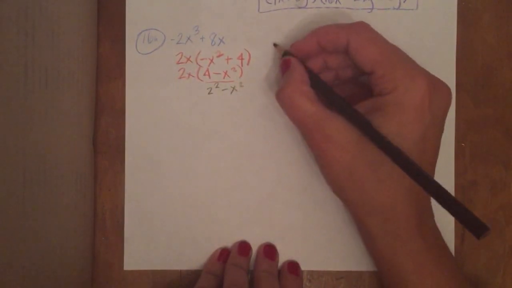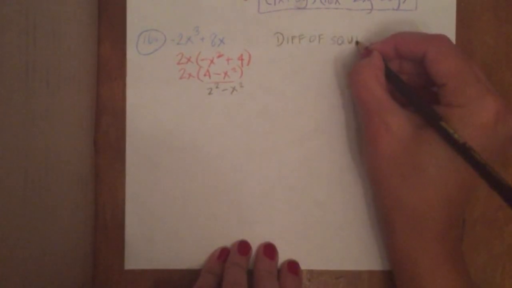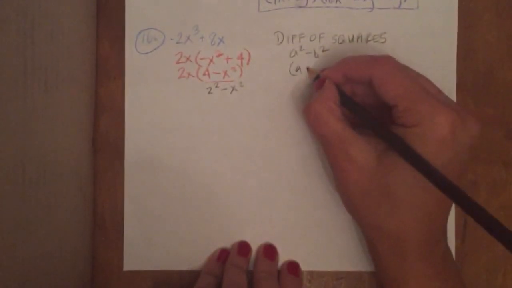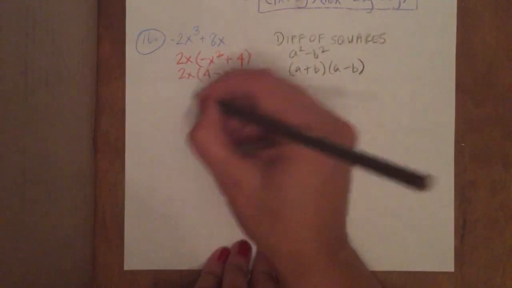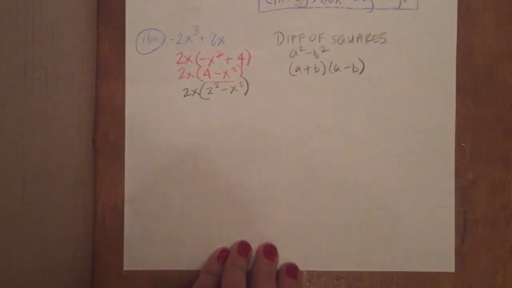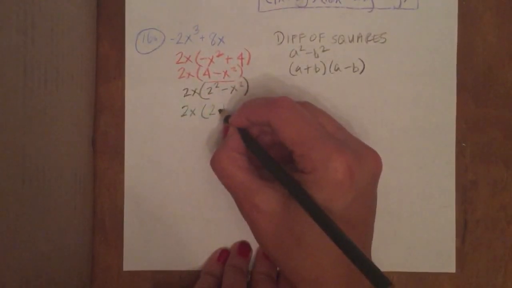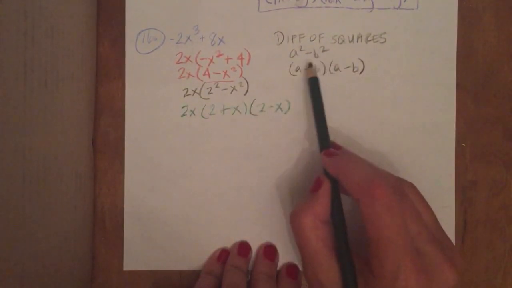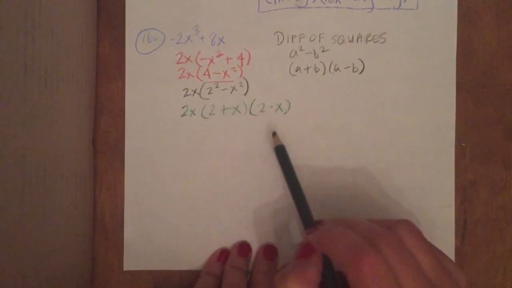And if you remember, the difference of squares says when you have a squared minus b squared, the factor is a plus b times a minus b. That's how you factor a difference of squares. So I've got this 2x hanging out here, and I have 2 squared minus x squared on the inside. So what I can do now is I can factor this. This can be 2 plus x times 2 minus x. Just like you do up here, a squared minus b squared, a plus b times a minus b. 2 squared minus x squared equals 2 plus x, 2 minus x.